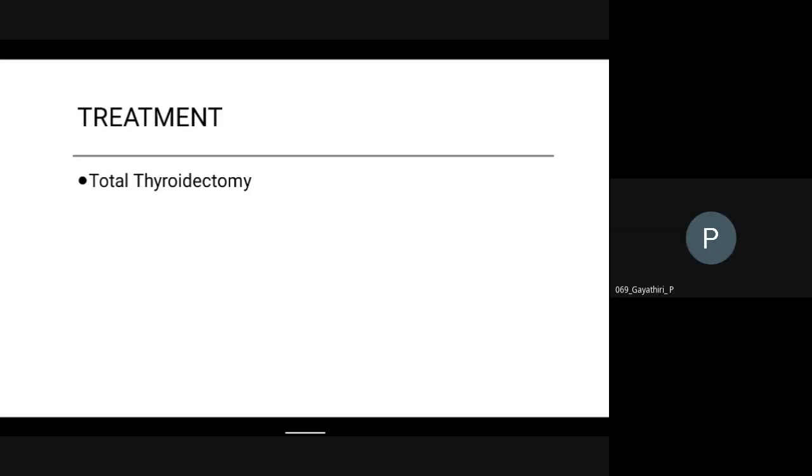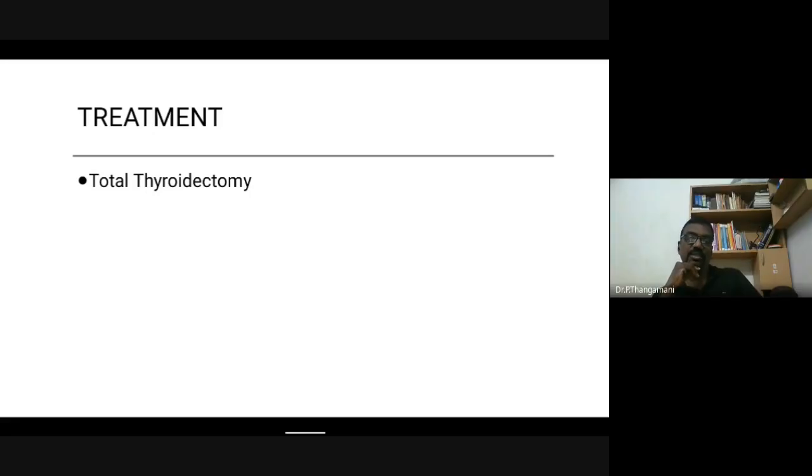Removal of both the lobes along with the isthmus. Yes, that's it. But the endocrinologist put it in another fashion. Okay, so they say total thyroidectomy is the removal of all visible thyroid tissue.